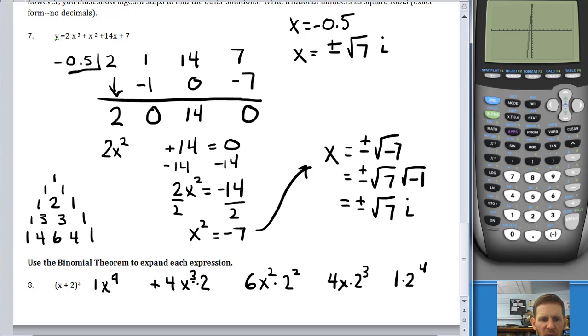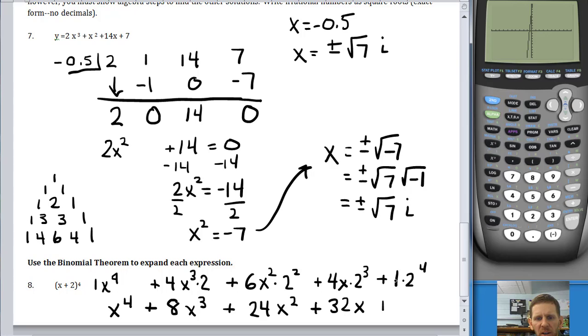And I should have put plus signs in front of the 1, 4, 6, 4, 1 because we'll be adding these together. 1x to the 4th is just x to the 4th power, plus we have 4 times 2 is 8, and there's an x cubed, plus 6 times 2 squared. 2 squared is 4. 6 times 4 is 24, x squared. Plus 2 cubed is 8. 4 times 8 is 32, x. Plus 1 times 2 to the 4th. 2 to the 4th is 16. And that wraps it up. x to the 4th plus 8x cubed plus 24x squared plus 32x plus 16. And those are the answers for your Unit 3B quiz.